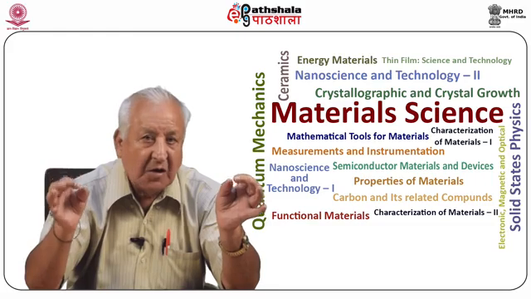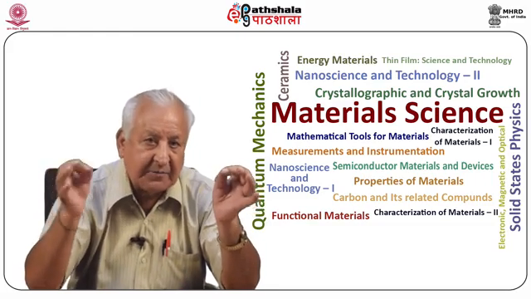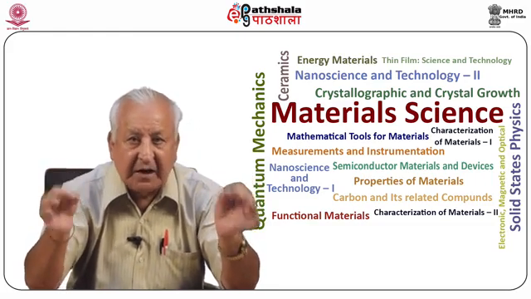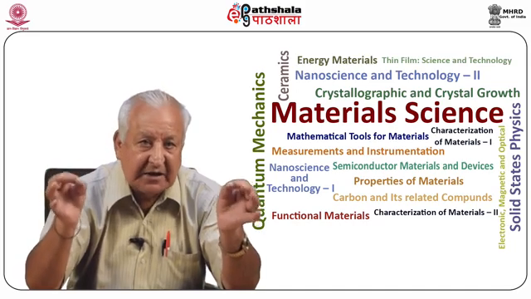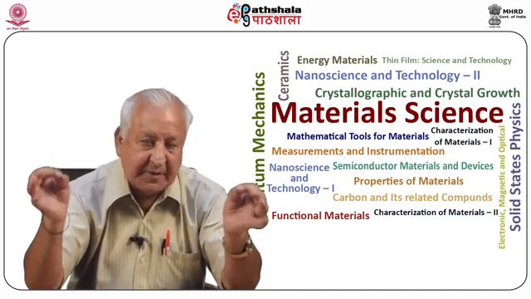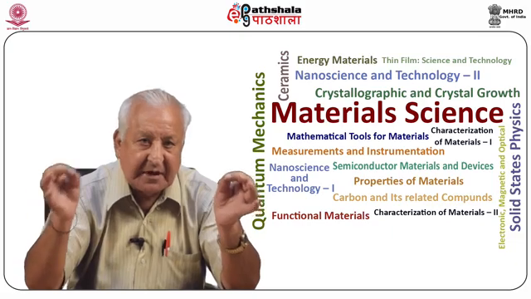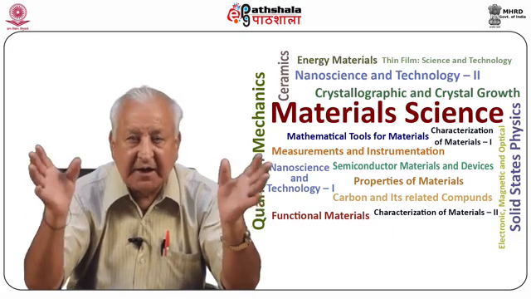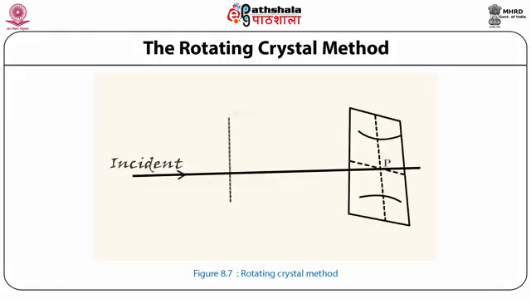The cones intersecting the photographic plate positioned parallel to its axis result in a series of hyperbolas. The experimental setup is shown in figure 8.7, which shows the experimental arrangement for the rotating crystal method.